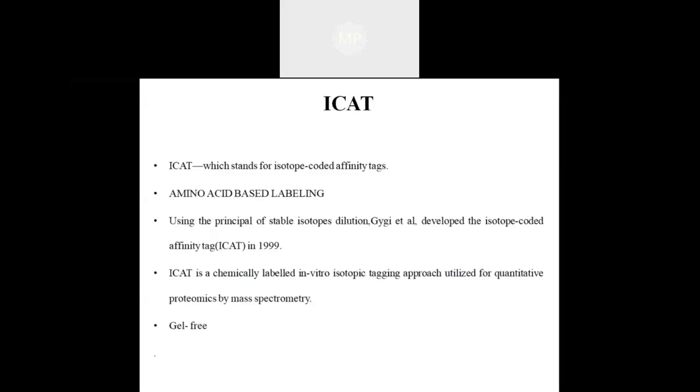Now moving to the next slide, another technique is ICAT. It means isotope coded affinity tags. It basically does amino acid based labeling. ICAT expanded the range of proteins to be analyzed and allows accurate quantification and concurrent sequencing and identification of individual proteins in a complex mixture. It is a gel-free method.